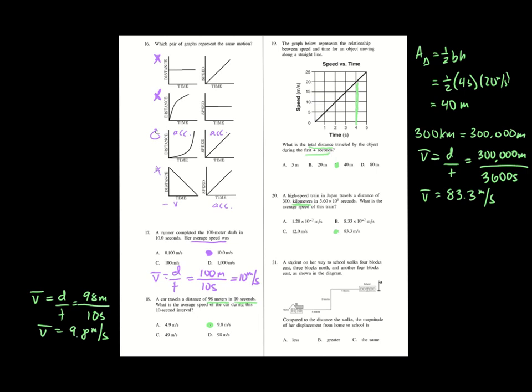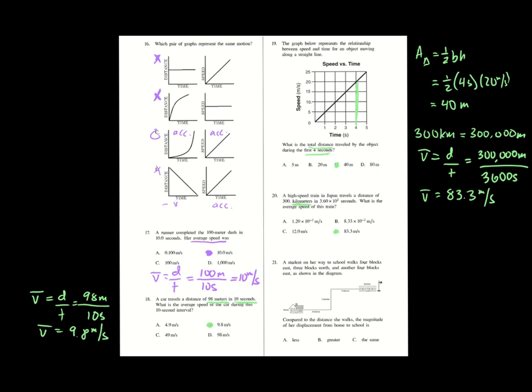If you pick choice B, while you did the math correctly, you need to make sure that kilometers is converted to meters, because the units in our answer choice is meters per second, not kilometers per second. Alright, 21. A student on her way to school walks 4 blocks east, 3 blocks north, and another 4 blocks east, as shown in the diagram. Compared to the distance she walks, the magnitude of her displacement from home is less, greater, or the same.